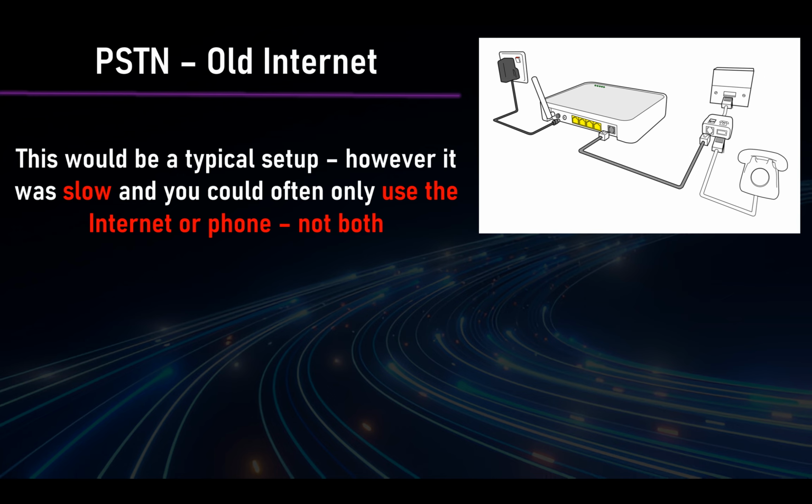So this is a typical setup then. However, it's going to be slow, and you could often only use the internet or phone, not both at the same time. Because if you think about it, if they're both coming over the same telephone wire, the same telephone line, then we're not really going to be able to have two signals simultaneously coming over the same wire.